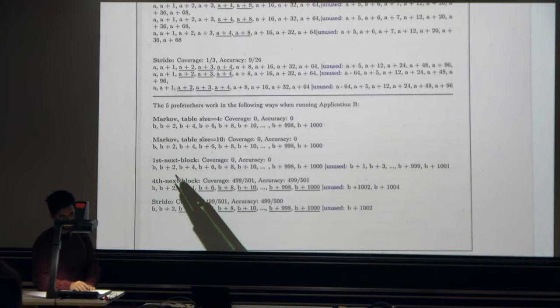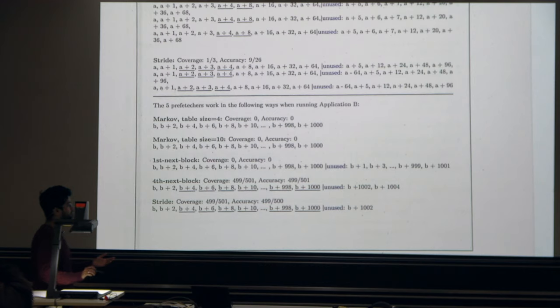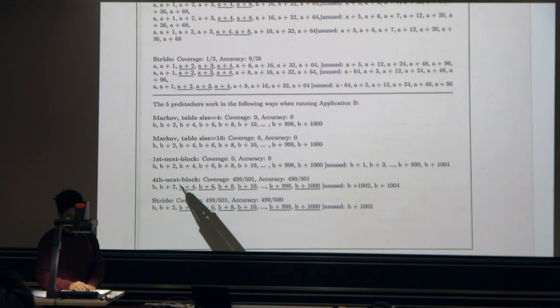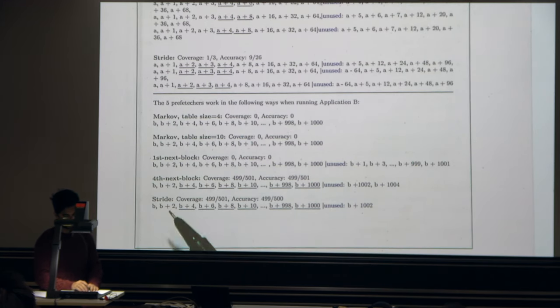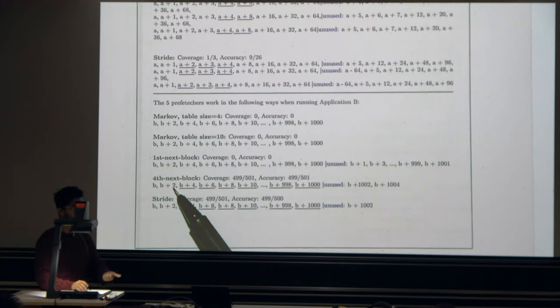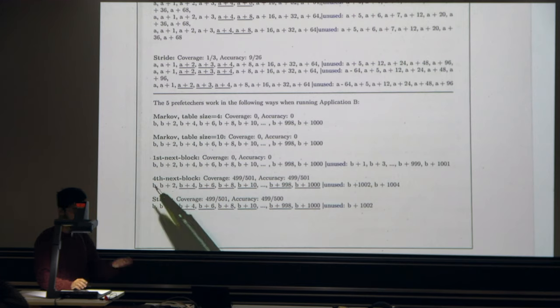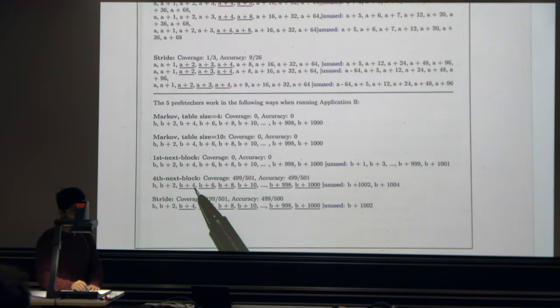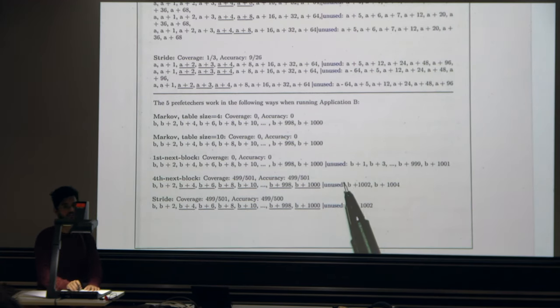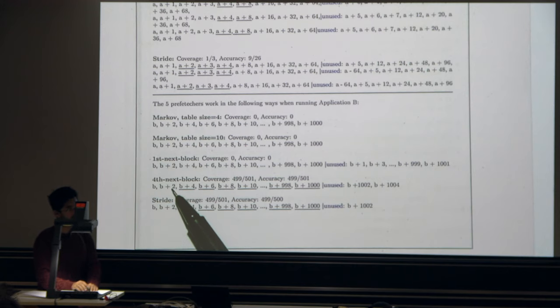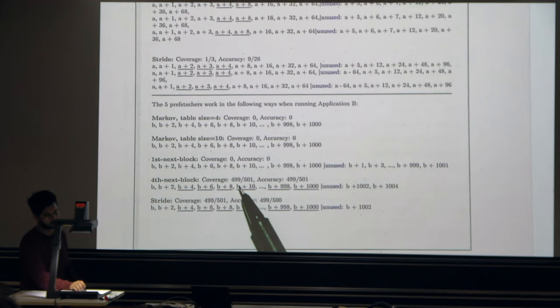Okay, now let's go to the next block. The first next block, well, we are not doing the first next blocks anyway. Again, 0. Fourth next block, some of them can be covered. So let's see. B plus 2 doesn't have any candidate to issue a prefetch for this guy, so B plus 2 is uncovered. B, we cannot cover anyway. B plus 4, yes, we can cover. B plus 6, B plus 2 will generate for B plus 6. So B plus 6 is covered, and subsequently everything is covered. So that means apart from the first two accesses, everything is covered. Make sense? So its coverage is pretty high, and everything is good.